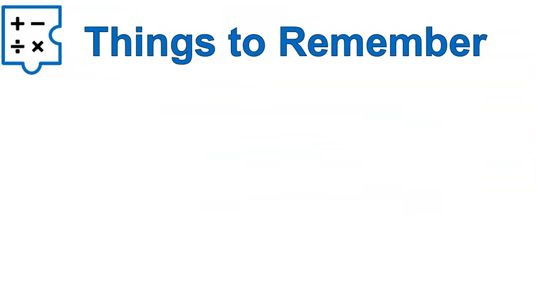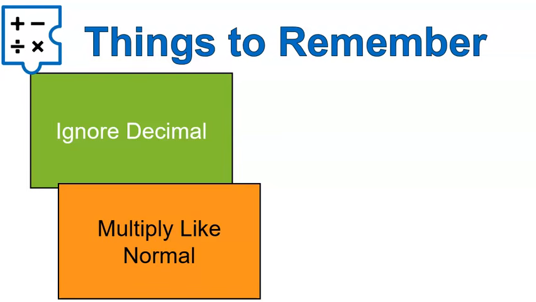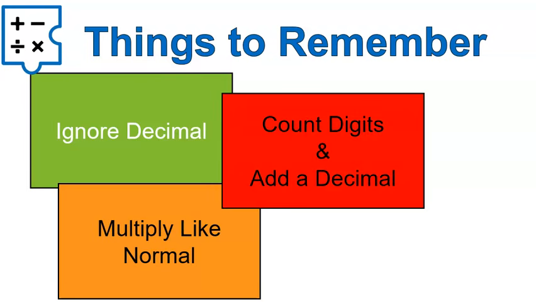A couple things to remember. When you're multiplying times a decimal, first ignore the decimal, then multiply like normal, then you count the digits and you put the decimal back into your answer.